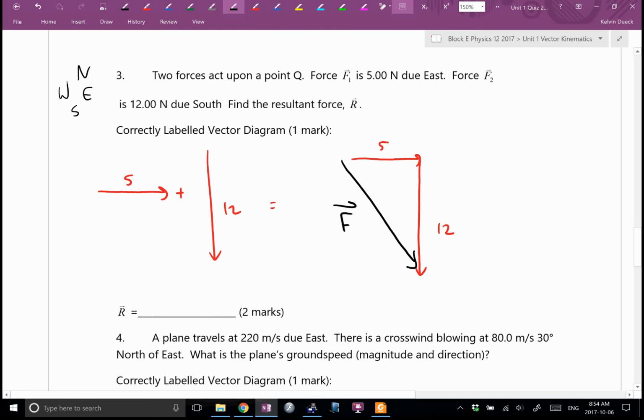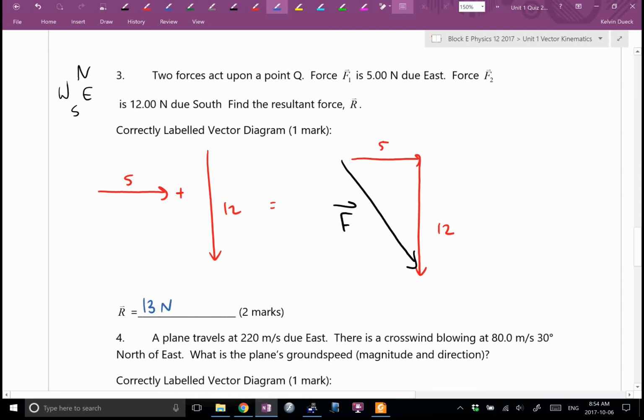If you do the Pythagoras, Mr. Dewick was very clever and tried to make this work out evenly. You'll find the magnitude, you know what, I think I can put it right here, Mr. Dewick. The magnitude is 13 newtons. That gets you 1 mark.